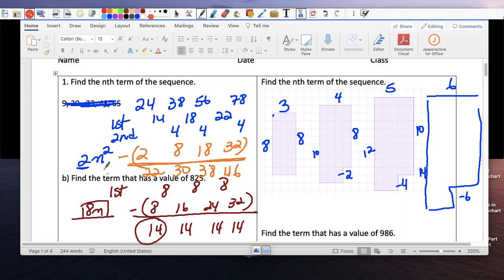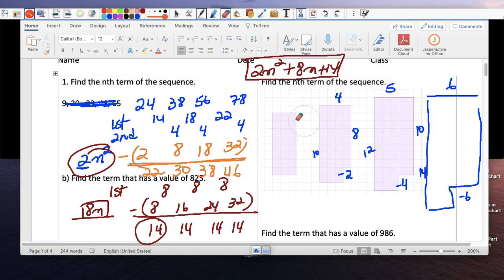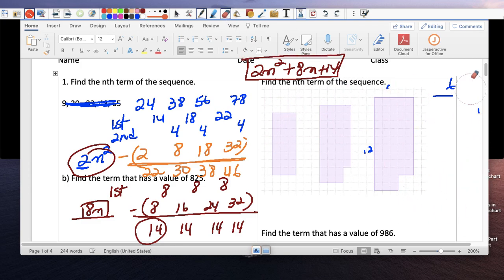So here are the three parts of our expression: 2n squared plus 8n plus 14. And that's going to give us the number of squares in each of these pictures, right?